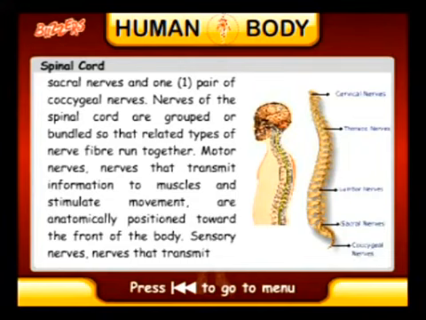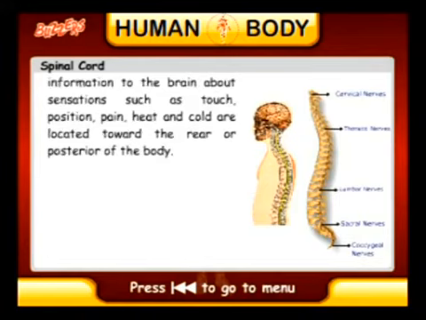Nerves of the spinal cord are grouped or bundled so that related types of nerve fiber run together. Motor nerves, nerves that transmit information to muscles and stimulate movement, are automatically positioned toward the front of the body. Sensory nerves, nerves that transmit information to the brain about sensations such as touch, position, pain, heat and cold, are located towards the rear or posterior position of the body.